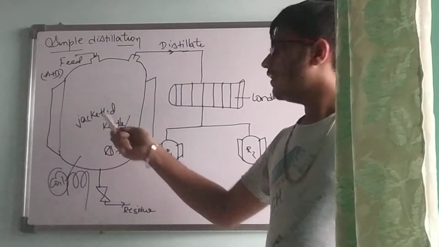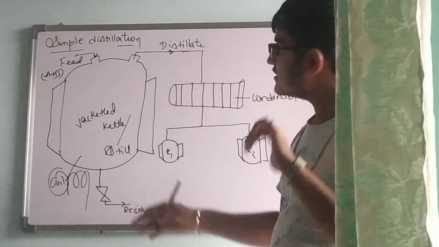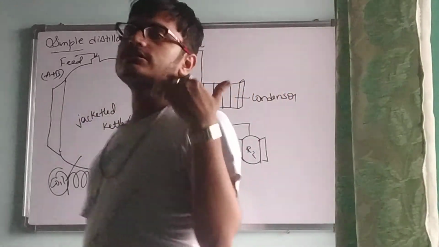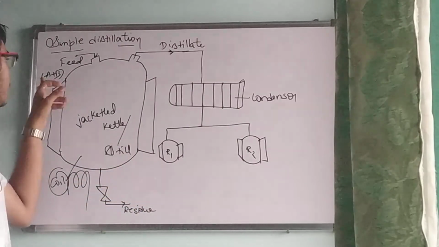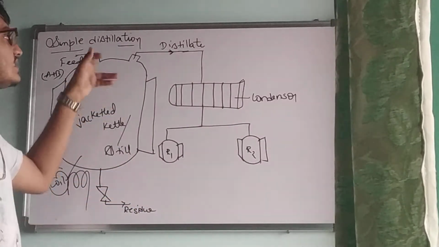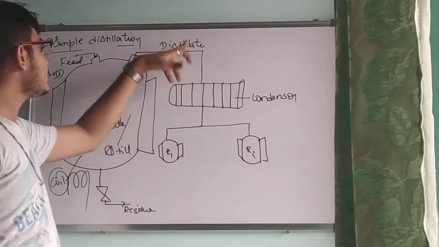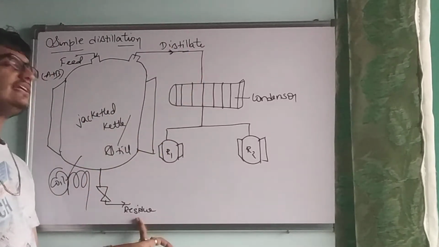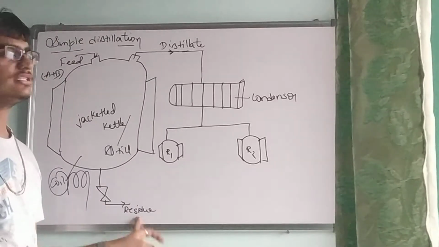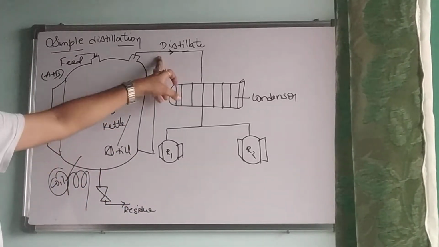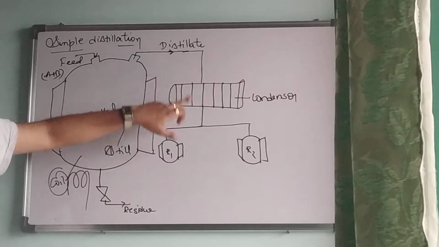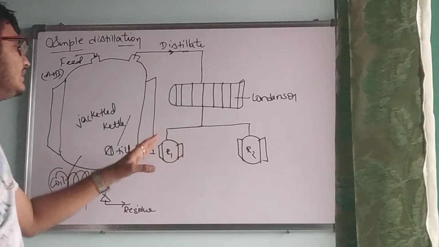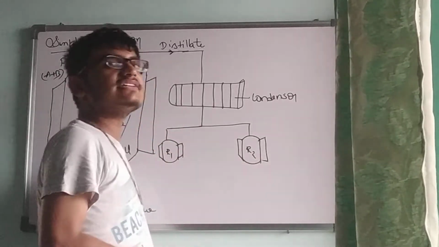As soon as the liquid mixture is introduced into this kettle and the temperature is attained, the more volatile component A starts to form vapors and it is collected as distillate, and the B component is collected as residue after the process. As the process begins, the vapors form the distillate, which are passed to the condenser, where the vapors are liquefied and collected into different receivers.